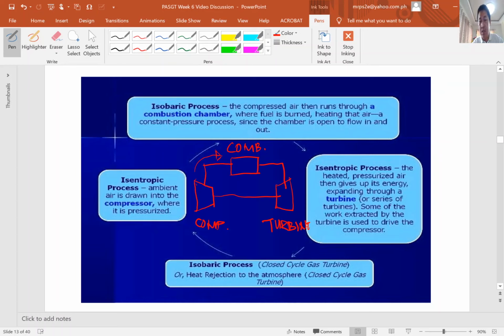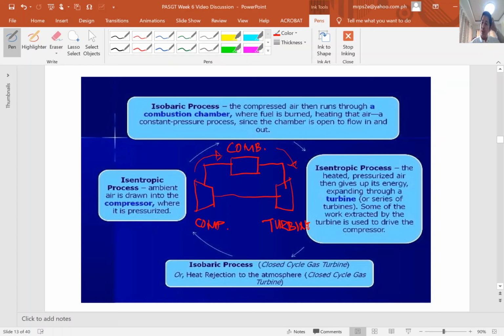The air is heated, pressurized, and gives up its energy expanding through a turbine or series of turbines. Some of the work extracted by the turbine is used to drive the compressor. So here, this area is the isentropic process, the Brayton cycle. And the isobaric process, closed cycle gas turbine or heat rejection to the atmosphere, closed cycle.